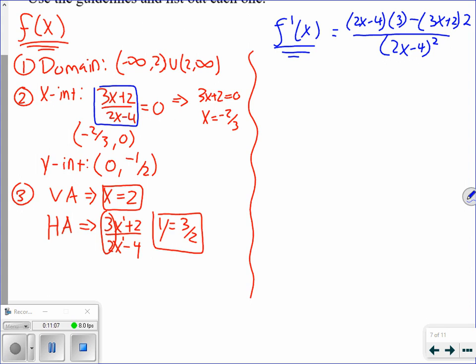Since we're going to be taking the second derivative eventually, and we're plugging some points into here, maybe it's helpful to simplify. So this is equal to 6x minus 12 minus 6x minus 4. And those 6x and negative 6x cancel out. So really what I'm left with is negative 16 over 2x minus 4 quantity squared.